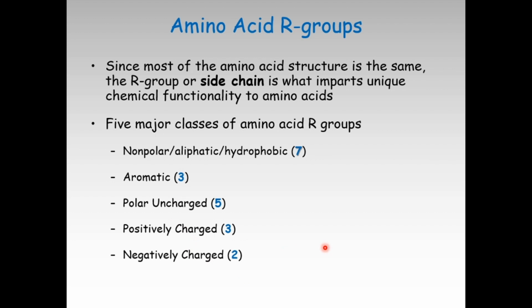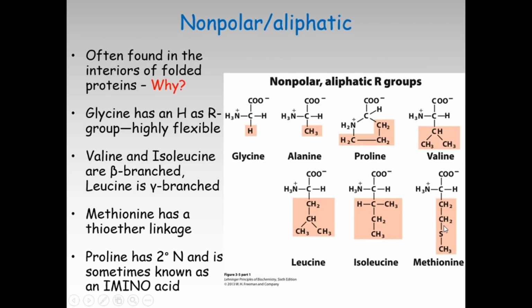The easiest ones to remember are the positively charged, negatively charged, and the aromatic ones. The polar, uncharged, and nonpolar may not be that easy to remember, but there are ways to remember these structures and names, right? And I'll explain to you how you can do that. Let's look at the first group, nonpolar or aliphatic and hydrophobic.